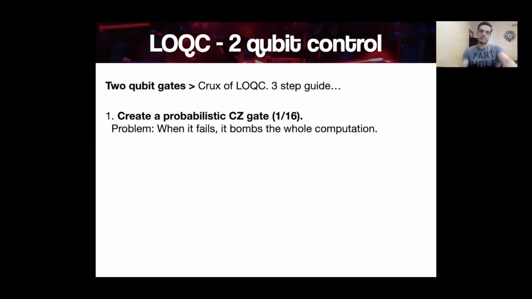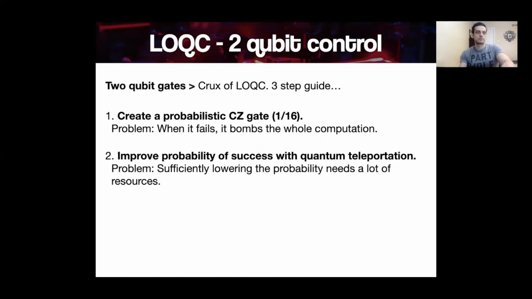So the first step is we're going to create a probabilistic controlled Z gate. But it's only going to work one in every 16 times, and it's going to be random. So when it fails, it bombs the whole computation and we're in trouble. So not particularly useful. You have a bunch of controlled Z gates in your quantum computer, it's randomly going to work, and very rarely is it going to work. This obviously doesn't scale well at all.